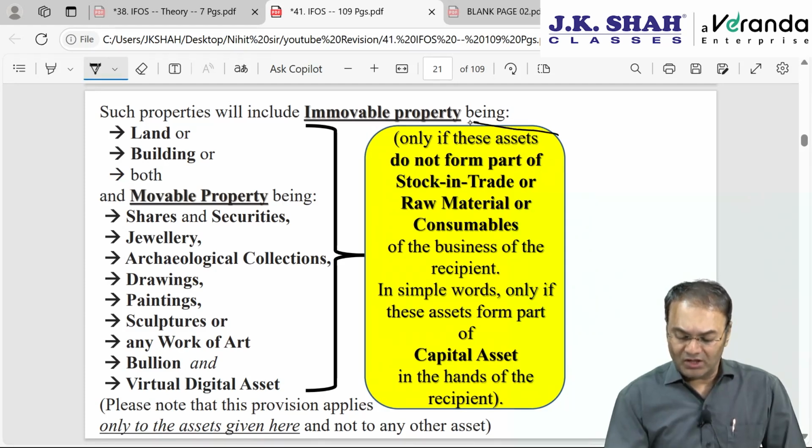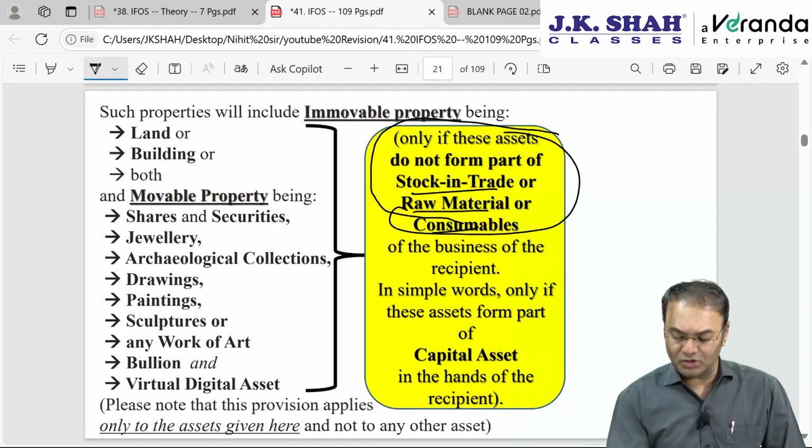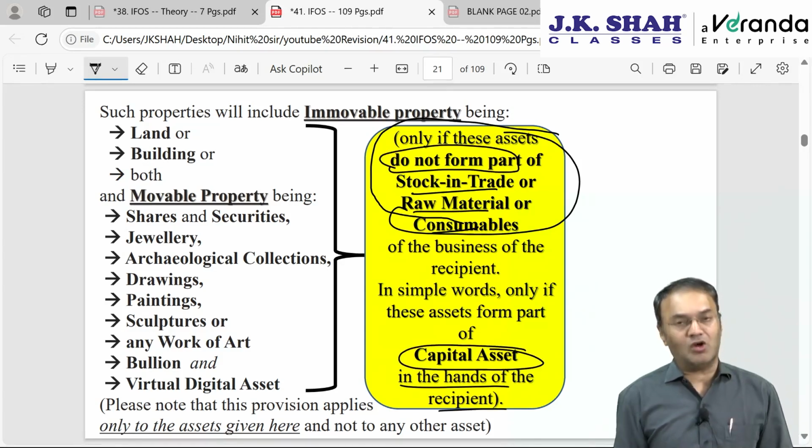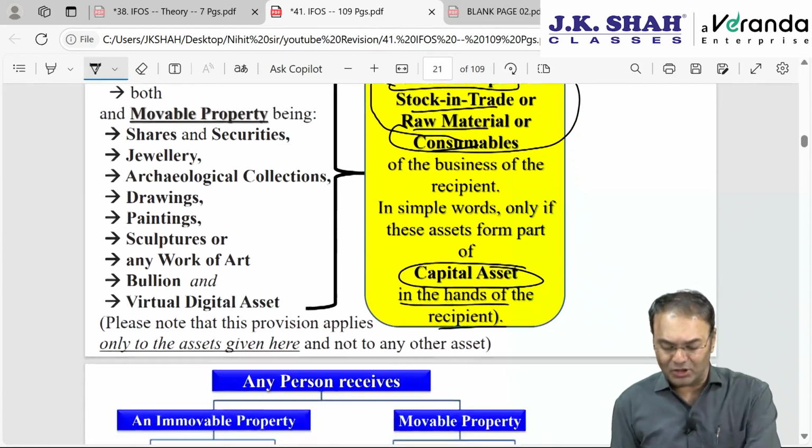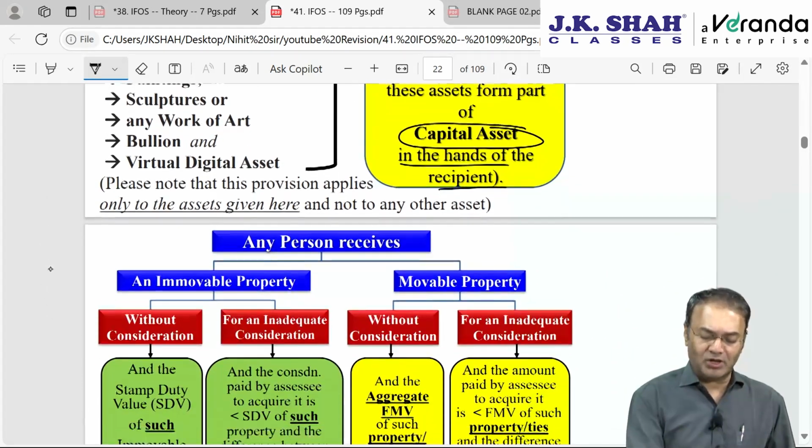Okay. Provided these assets do not form part of stock in trade, raw material or consumables. In other words, they should form part of a capital asset or investment in the hands of the recipient. Then only it will apply. Why is it like this? I explain it to you. The concept does not apply to any other asset.